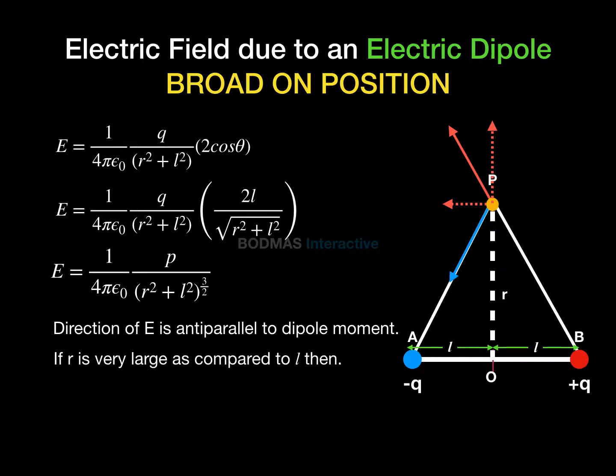Also, the direction of this electric field is anti-parallel to the dipole moment. If again we take r, which is very large as compared to L, then the value of the electric field becomes negative of 1 upon 4 pi epsilon naught times P over r cube. Here this negative sign indicates that the direction of the electric field is opposite to the direction of the electric dipole moment. So, this way we have derived an expression for the electric field due to an electric dipole in broadside on position.